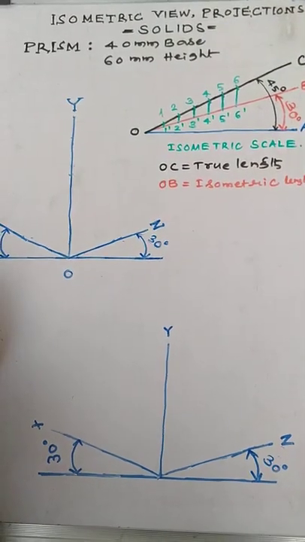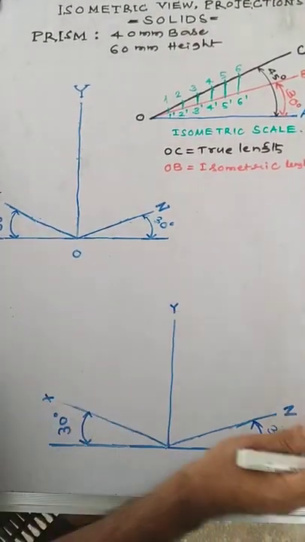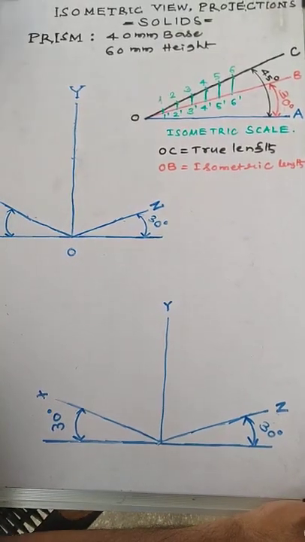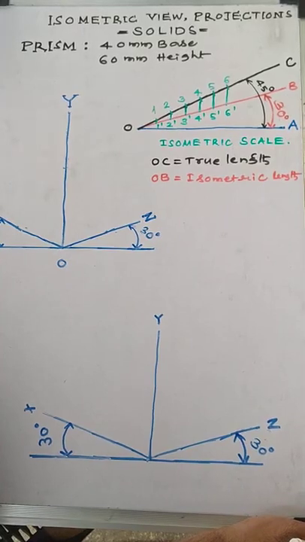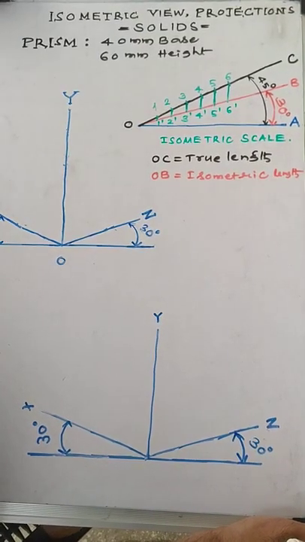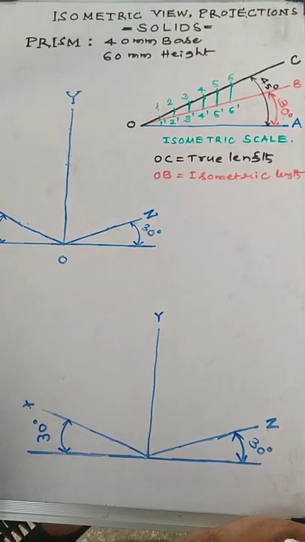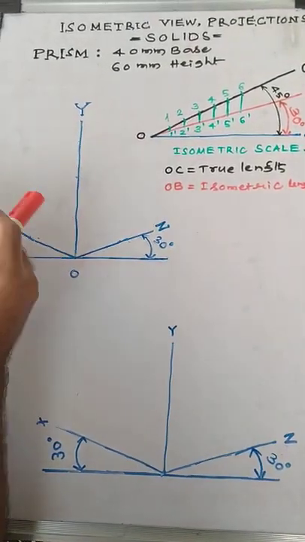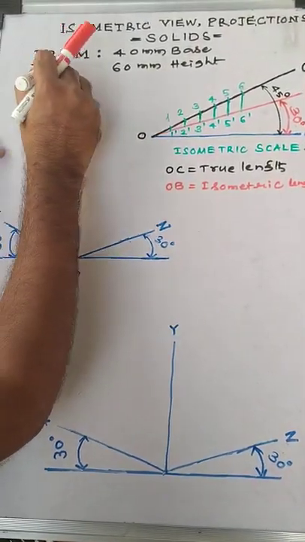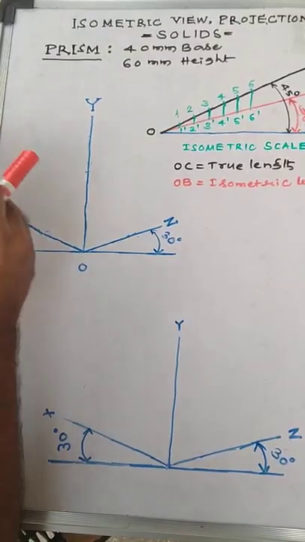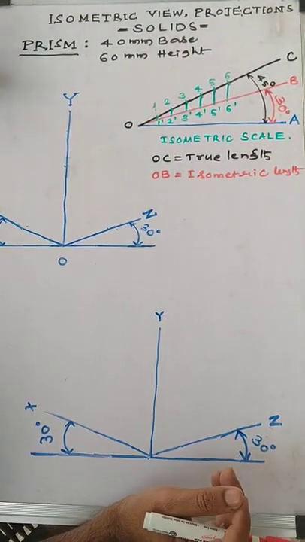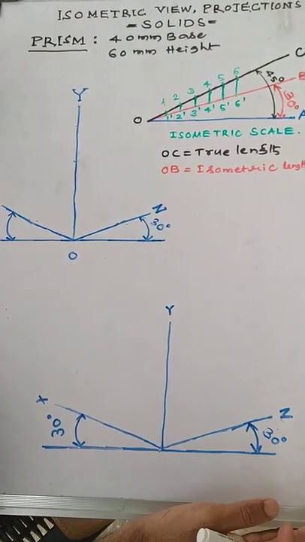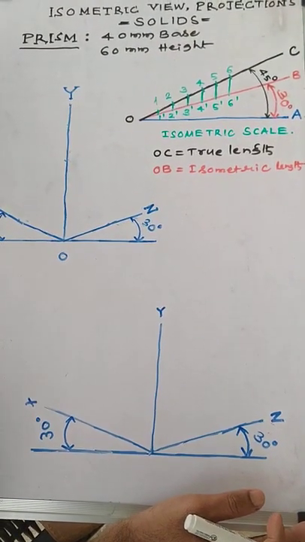Dear students, good morning. In the previous class, we discussed isometric views and isometric projections for the planes. For this class, isometric view and projections for the solids. I am considering a prism first. Prism base edge length 40 mm, height 60 mm. For that one, we will draw the isometric view and isometric projection.